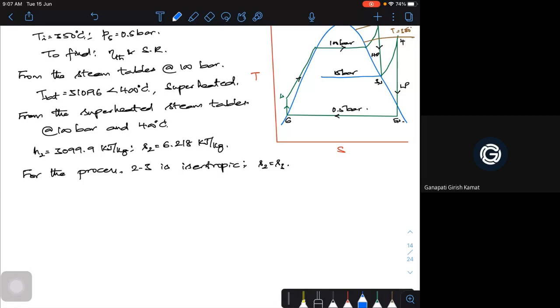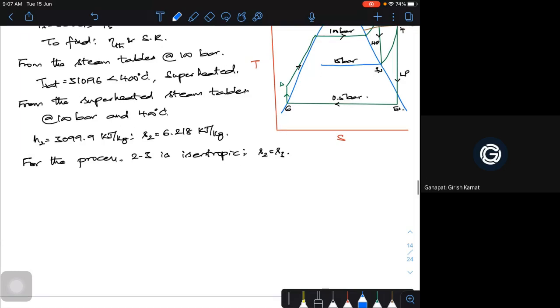I don't know what the condition is when you put it as dry. Maybe it may be inside your dome also, it may be outside your dome also. It may be superheated or it may be just dry also. Let's try to go to your pressure.